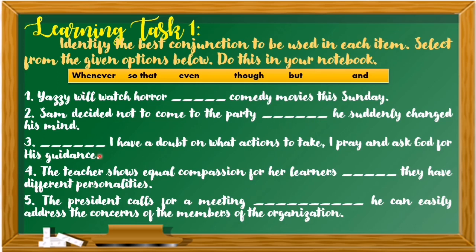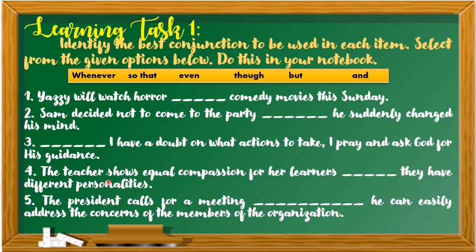Number 3, blank, I have a doubt on what actions to take, I pray and ask God for His guidance. So what will we use? We use whenever. Whenever I have a doubt on what actions to take, I pray and ask God for His guidance. So whenever.